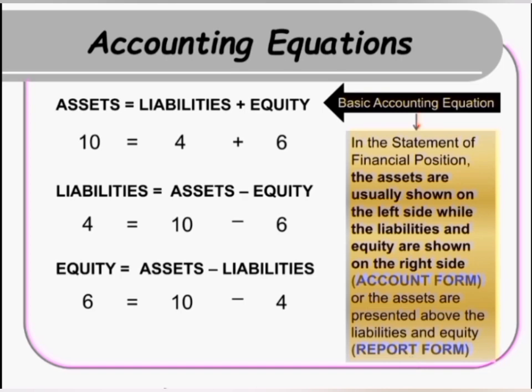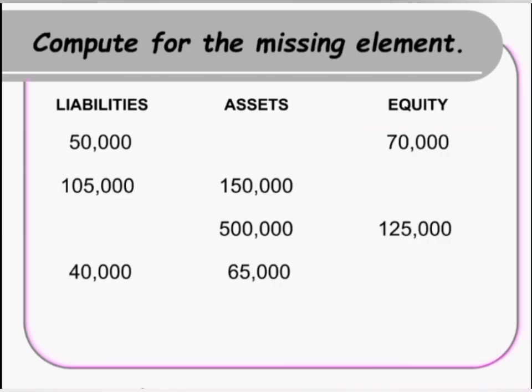Before we end this video, let's see if you can apply your knowledge about the accounting equations. If the liabilities total 50,000, while the equity 70,000, how much assets does the entity have? 120,000. Because assets equal liabilities plus equity.